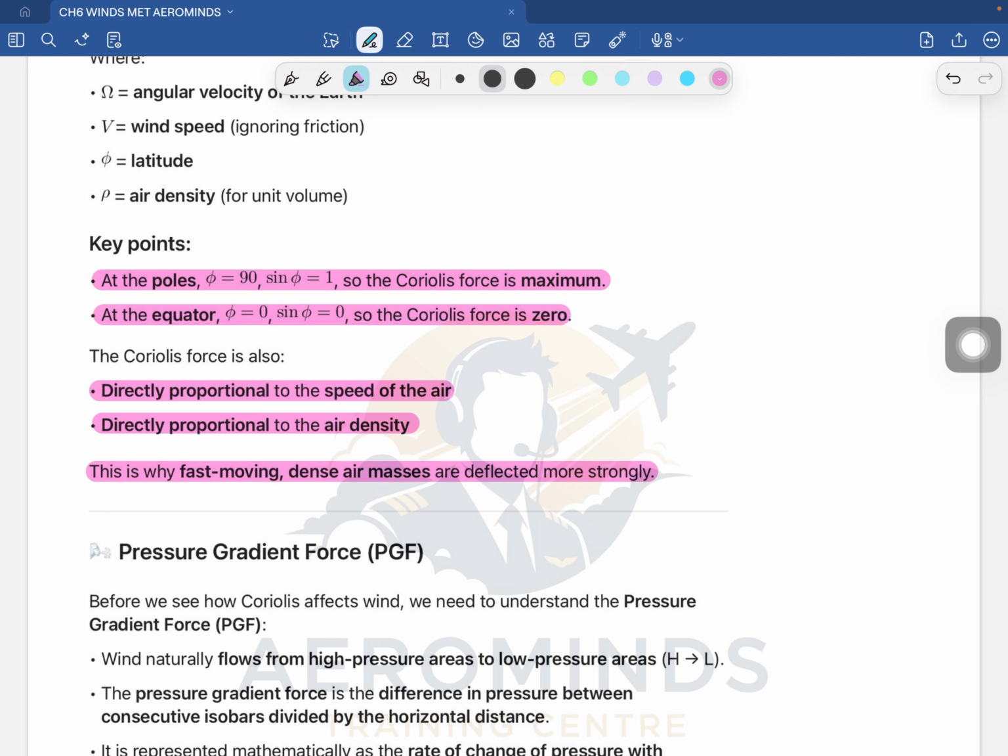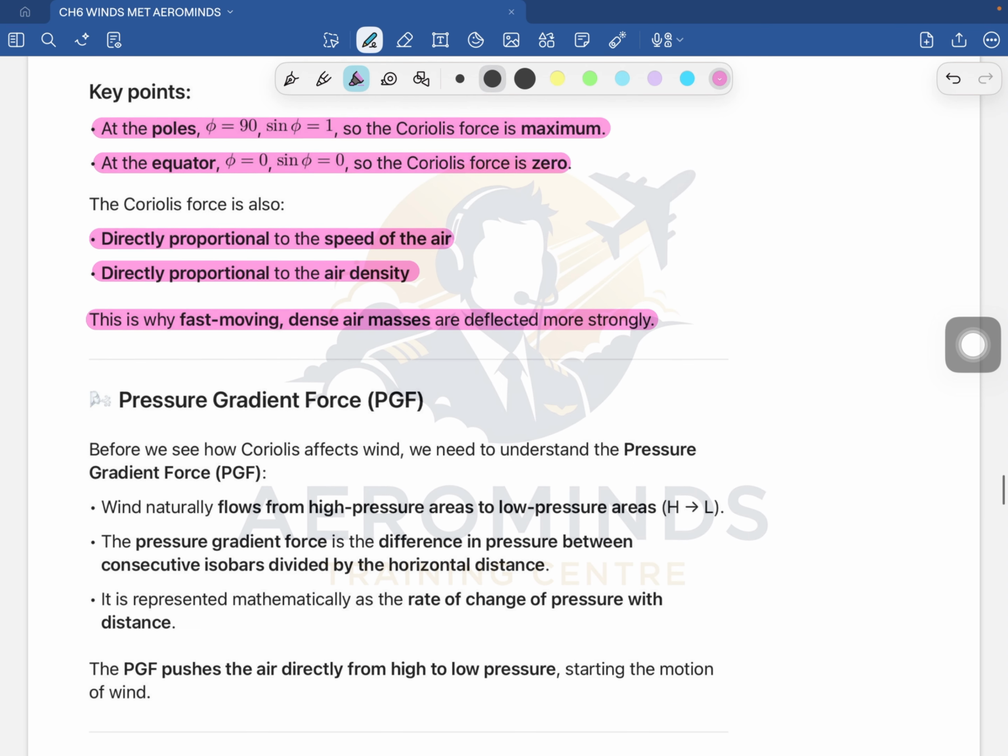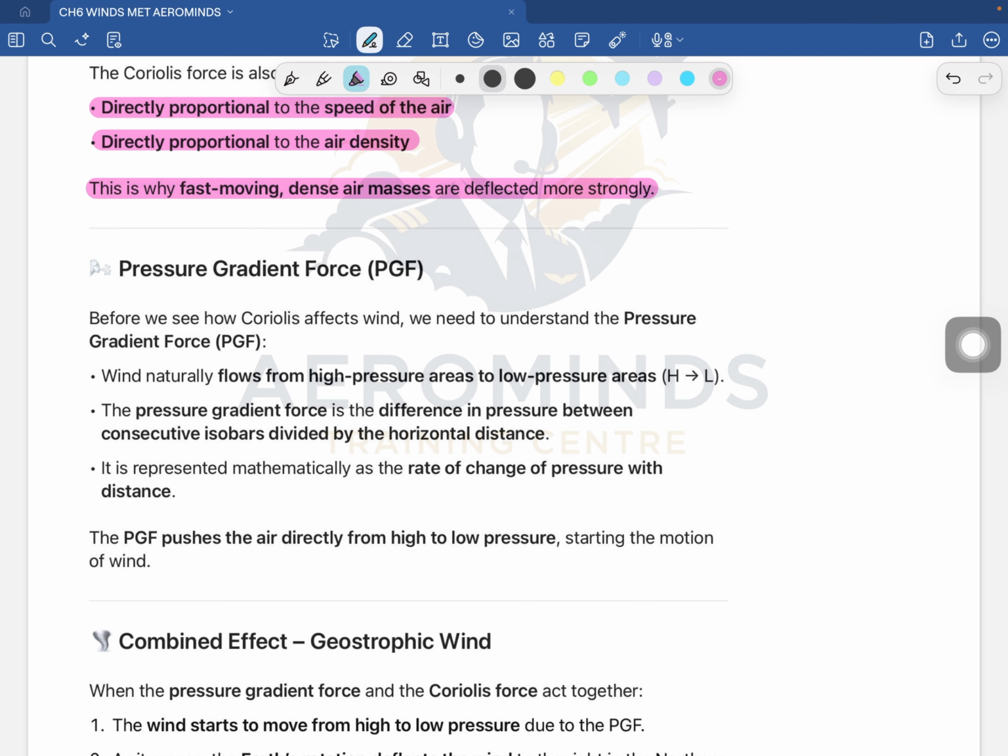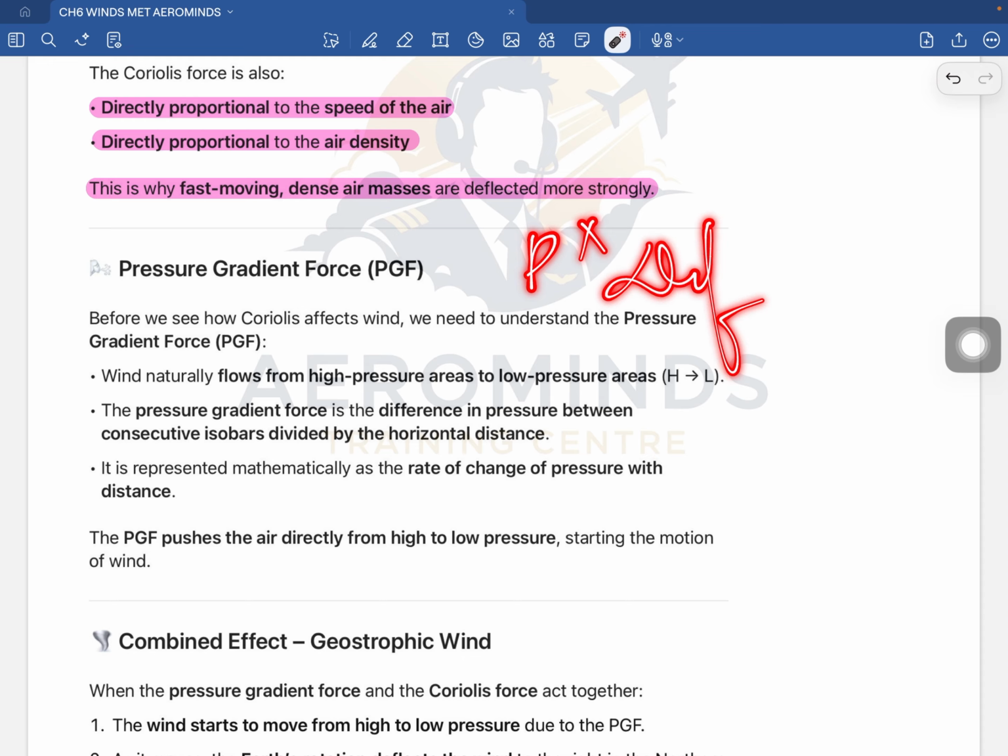Got it? Now, before we combine these forces, you must understand one more force properly, and that force is the pressure gradient force. Now, as we know, wind does not start because of the Earth's rotation. Wind starts because of pressure difference. Wind naturally flows from high pressure areas to low pressure areas, which is high to low. Air always moves from high pressure to low pressure. Remember this. If the pressure difference is changing rapidly over a short distance, what happens? The pressure gradient will be strong.